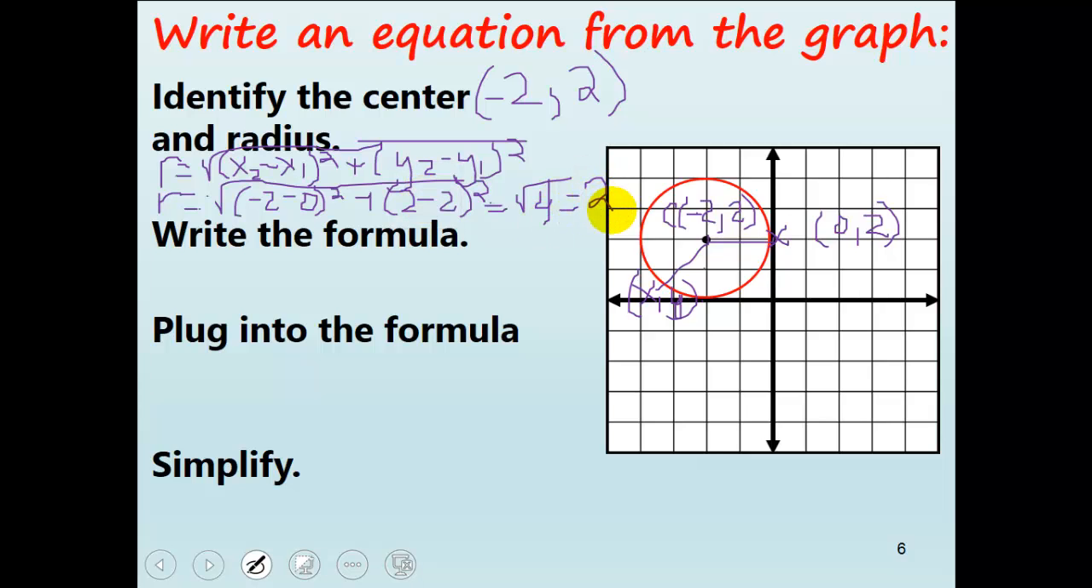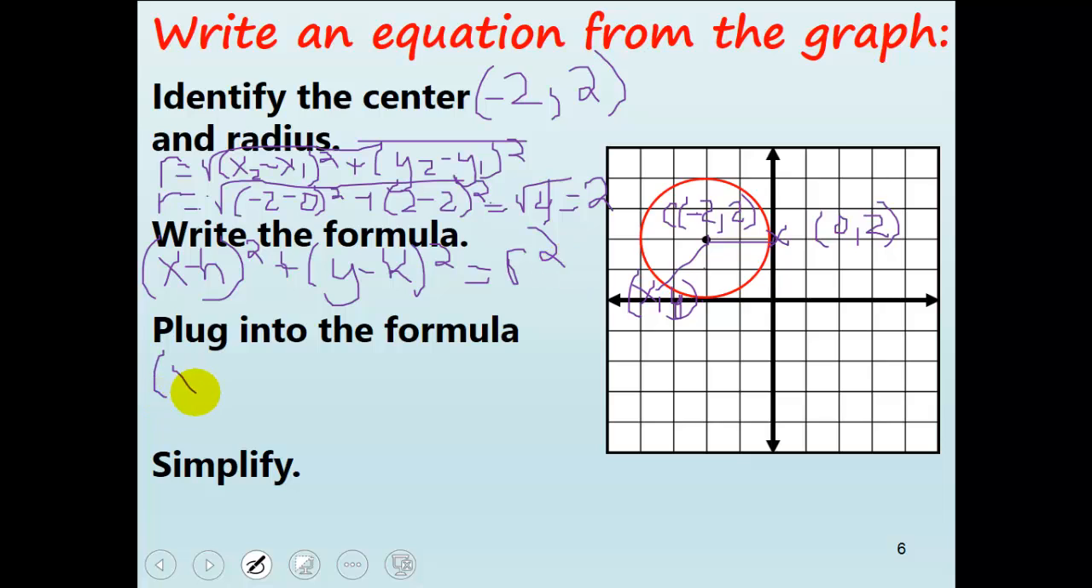I could have got it from counting because I could count the horizontal. You can't always know that. And if they give you a point on the line, you're going to have to check it, all right? Now we're going to write the formula for a circle. Any circle is x minus h squared plus y minus k squared is equal to r squared. And now we're going to plug in.